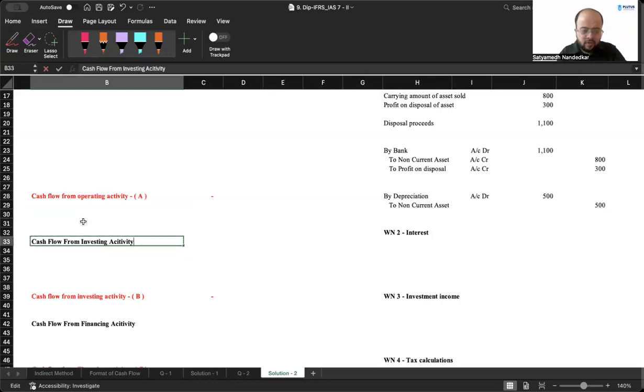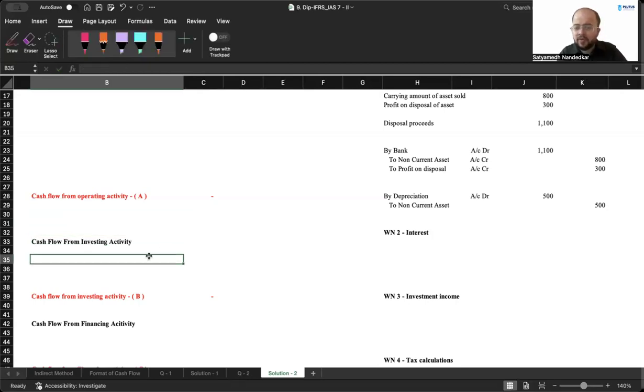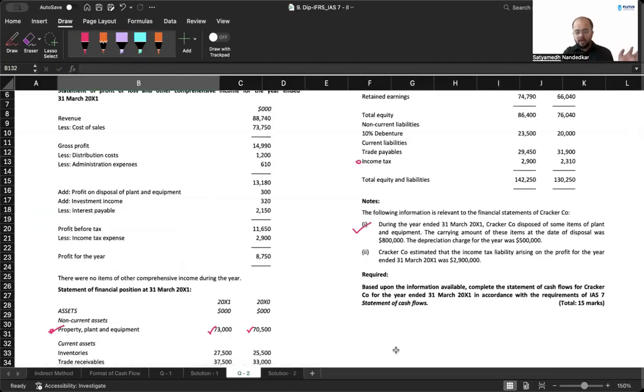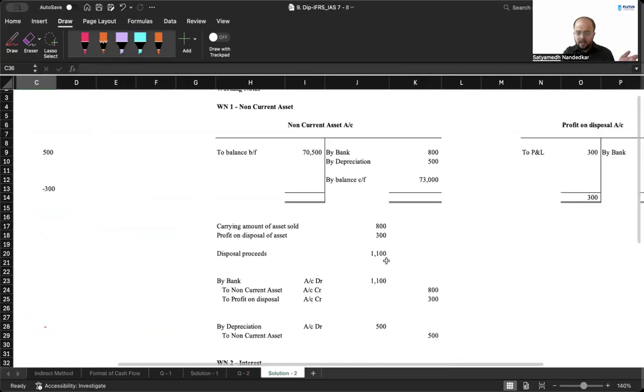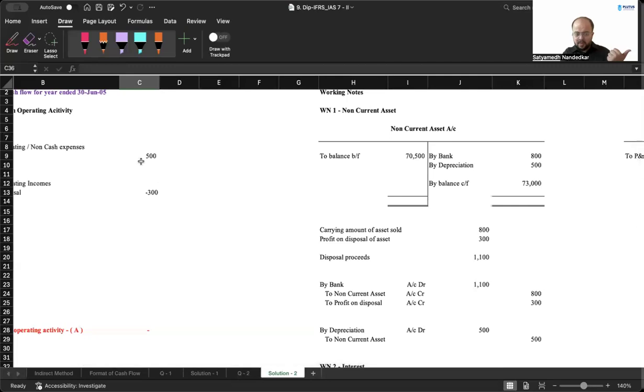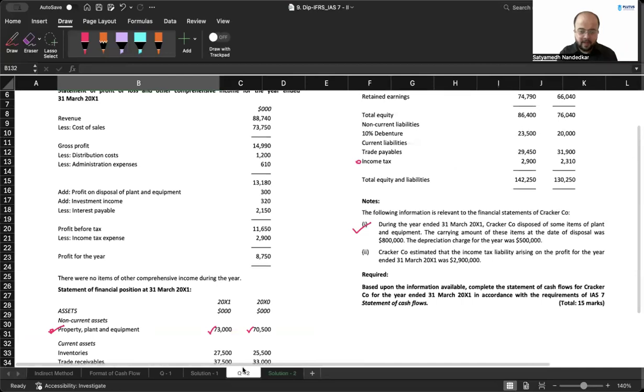But in cash flow from investing activity, I think we also need to write down the amount of cash that we have received on disposal. So, proceeds on disposal of asset. How much did you get on selling the asset? 1100. So write it down as an inflow. You have done all the impacts. Just check it once. Non-operating incomes minus 300. Non-cash expenses added. Proceeds from disposal written. So you have given all the impacts.